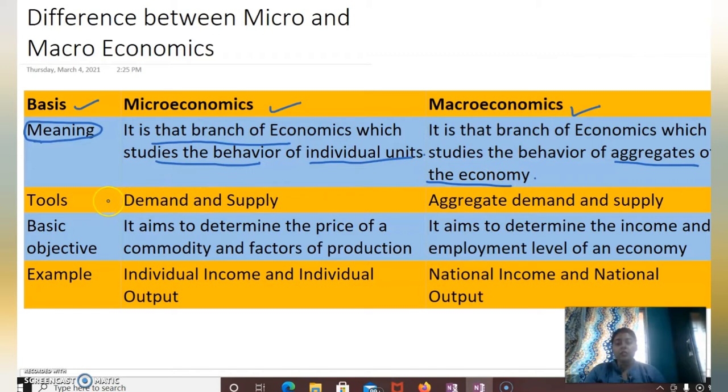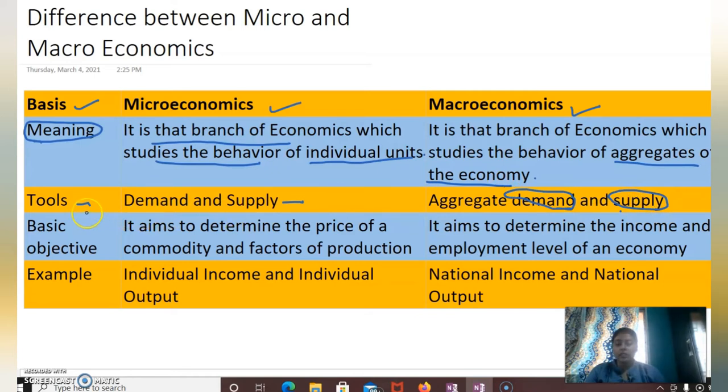Then comes the tools. Microeconomics tools are individual demand and individual supply, which we can simply say as demand and supply. But in macroeconomics, we always use aggregate demand and aggregate supply. Always remember that we add up the single units of microeconomics together so that we can get the aggregate demand and aggregate supply.